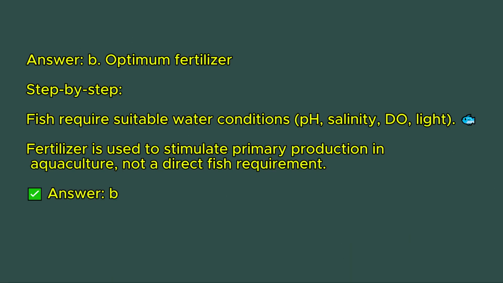Answer B. Optimum fertilizer. Step by step. Fish require suitable water conditions: pH, salinity, dissolved oxygen, light. Fertilizer is used to stimulate primary production in aquaculture, not a direct fish requirement. Answer B.